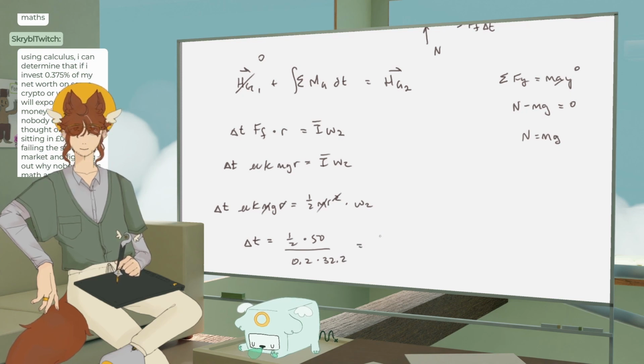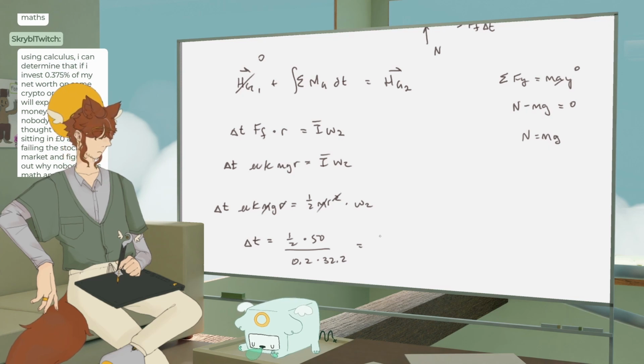Using calculus, I can determine that if I invest 0.375 of my net worth on some crypto or whatever, I will exponentially gain money. I wonder why nobody else has thought of this. I say, sitting in 0 pounds after failing the stock market and figuring out why nobody does math anymore.